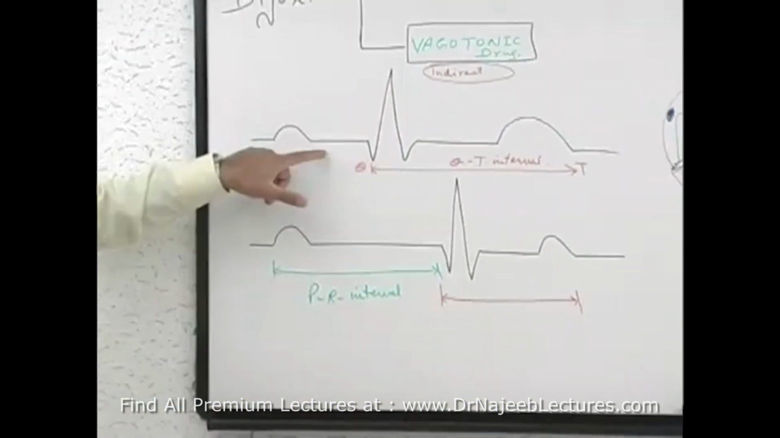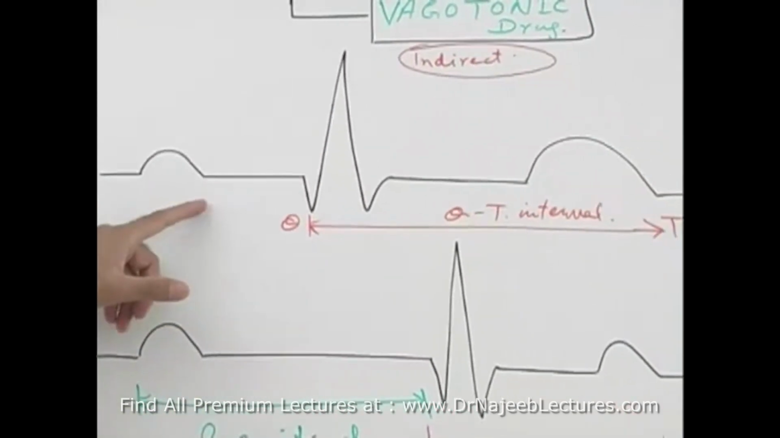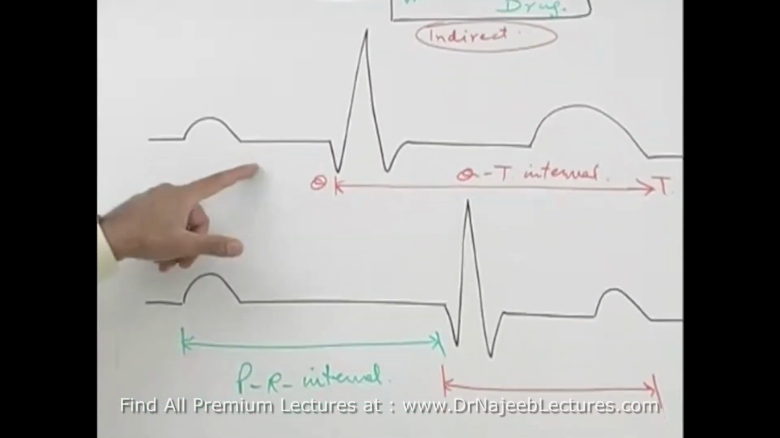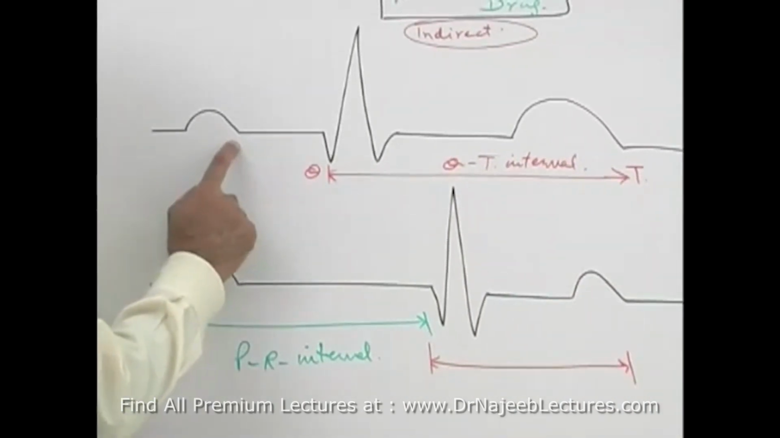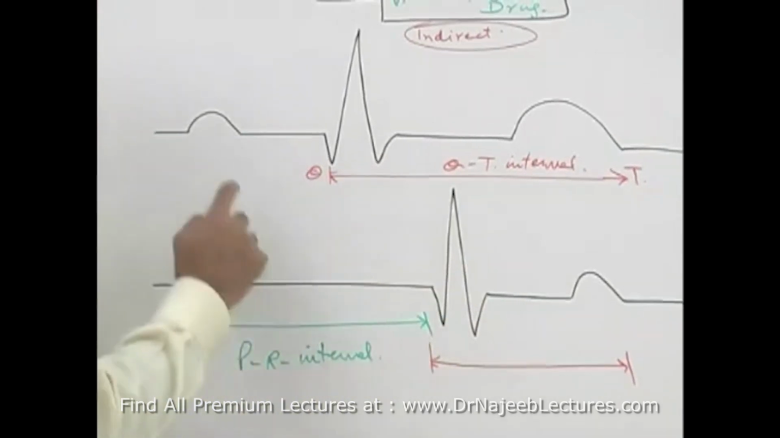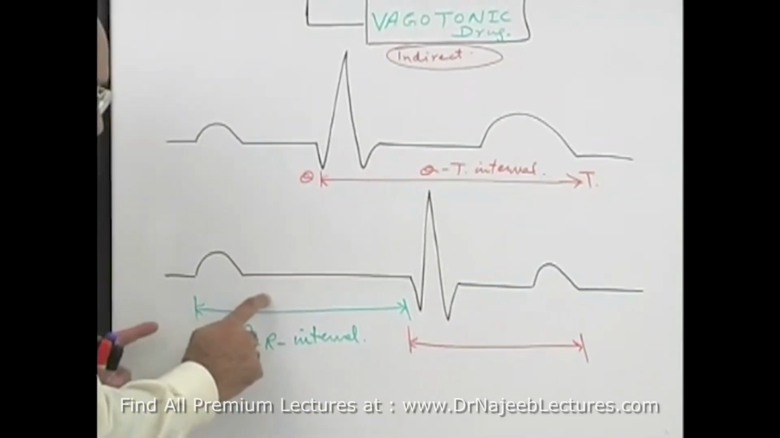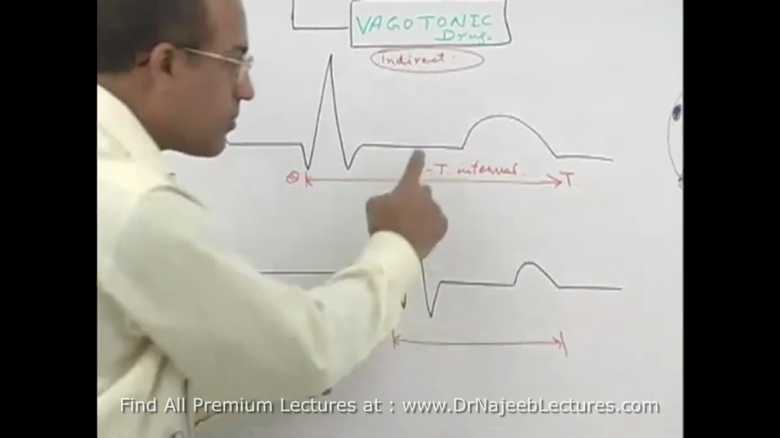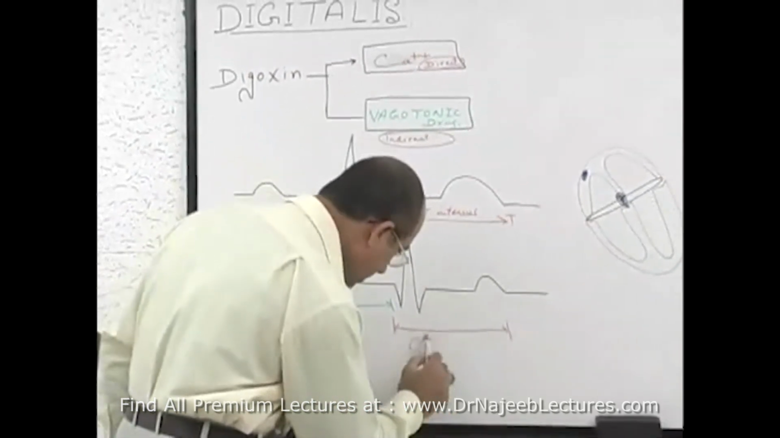Now look at the upper ECG pattern and lower ECG pattern. Upper has a normal PR and normal QT interval. Here, as compared to normal, this is the digitalized heart. As compared to the normal, what is happening? PR interval is prolonged, and as compared to the normal, QT interval is shortened.